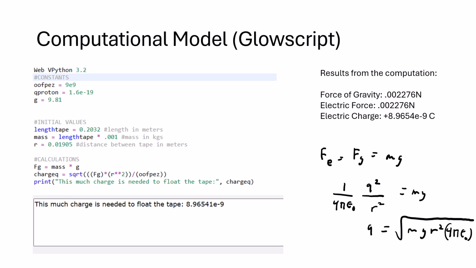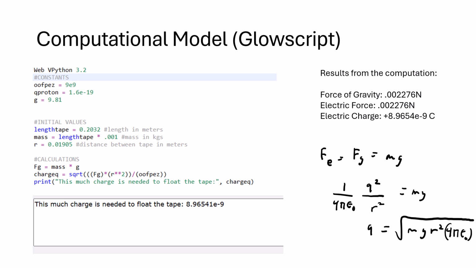The first part of the computational model is a simple GlowScript code. In this code, we model each of the pieces of tape as a single point charge, making the free body diagram extremely simple. An upward force in the middle and a downward force also in the middle, just like it was drawn in our experiment slide. We then find the force of gravity by multiplying the mass times g and set this equal to the electric force. From there, we solve for the electric force, as shown on the right side.